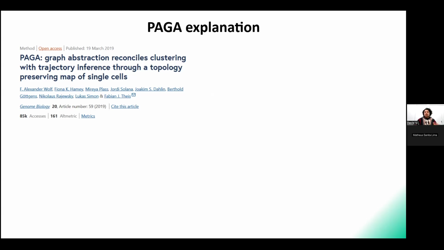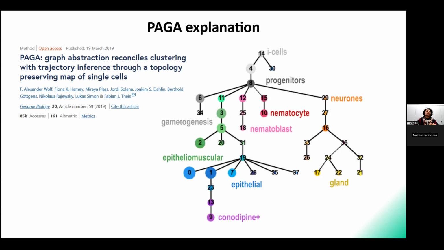Yeah, it's just helping us. This helps us to establish the relationships between the clusters that we already have. So this helped us to classify most of the cell types into the 8 broad categories that I mentioned before. So we have the epitheliomuscular, we have the epithelial cells, we have cells that are specific to the gametes, all the formation of the gametes.